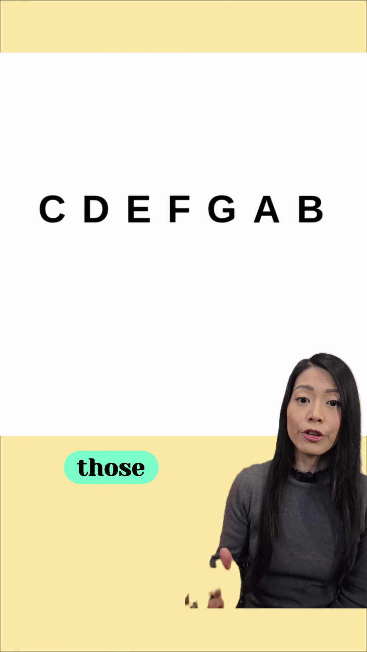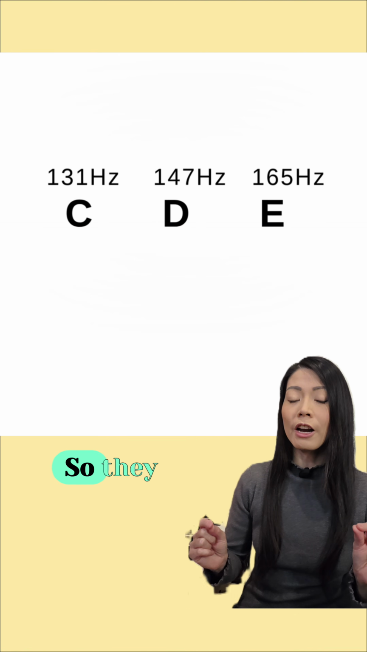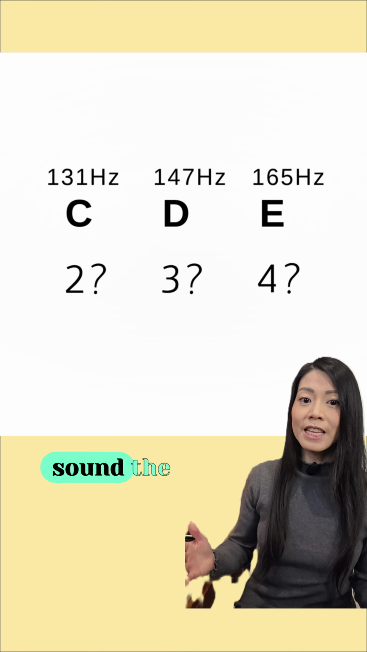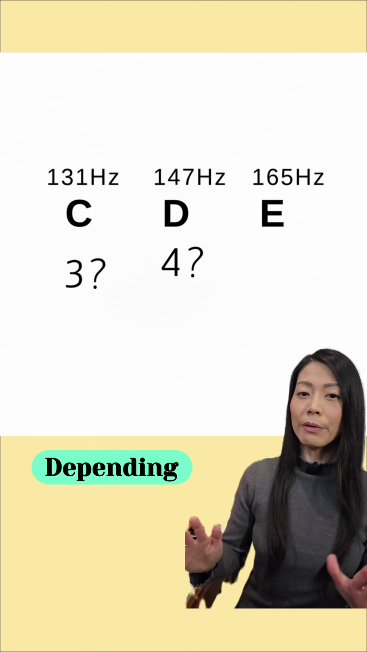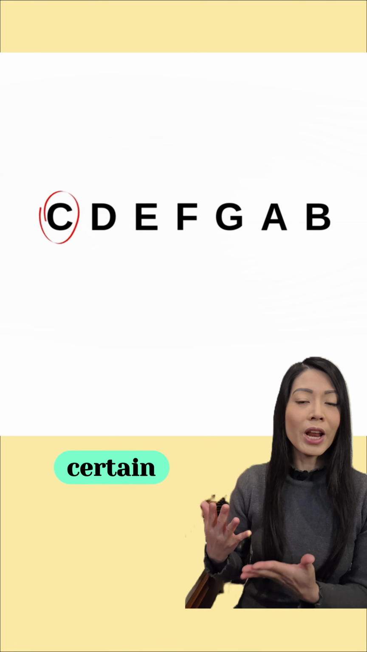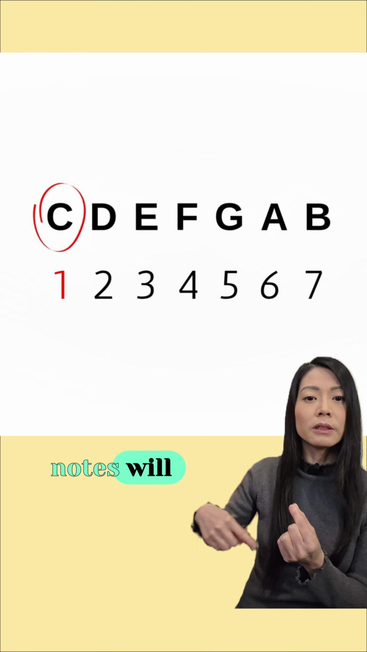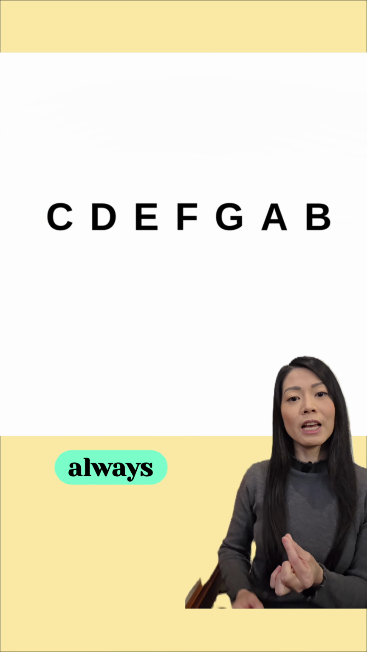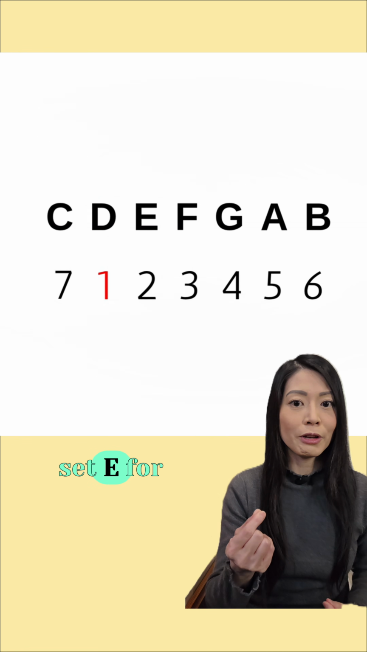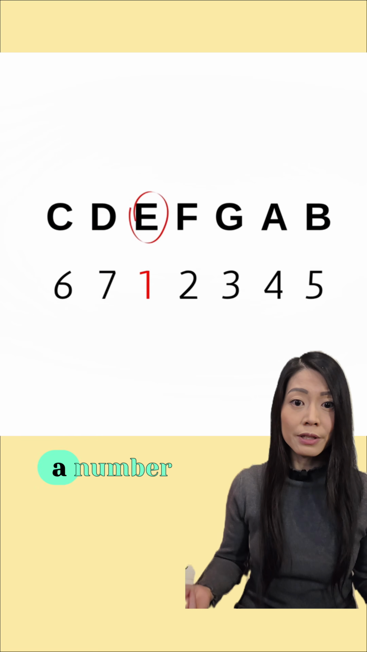Okay, let's look at those letter names. Let's take those notes C, D, E as examples. So they are absolute notes and they always sound the same. But they don't always sound the same in our heads. Depending on how the music goes, our minds are going to set a certain note as the reference pitch, and then all the other notes will be built around it. So you don't always have to set C as pitch number 1. You could set E for pitch number 1. If E is set as number 1, C would sound like a number 6 to you.